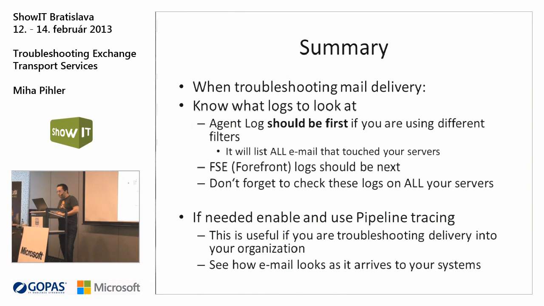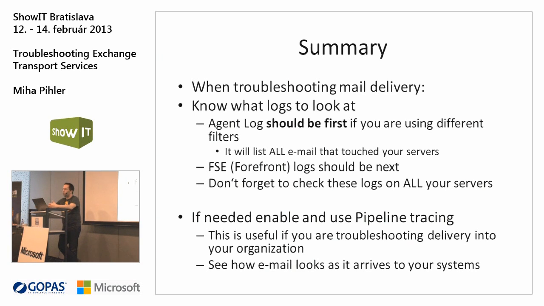So in summary, before I finish, when troubleshooting mail delivery, know what logs to look at. And again, I will stress, the first log that you should look at are the agent logs that I showed first. It will show if email was delivered to your organization, or if it touched your system. Was it rejected? Was it accepted? It will be recorded in there. There will be the IP address of the sending server. There will be mail from, who was sending, who was the recipient, and why it was rejected, if it was rejected.